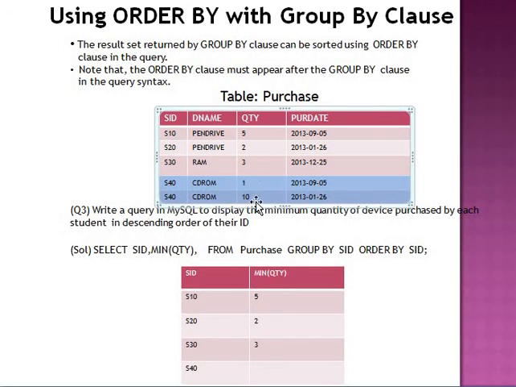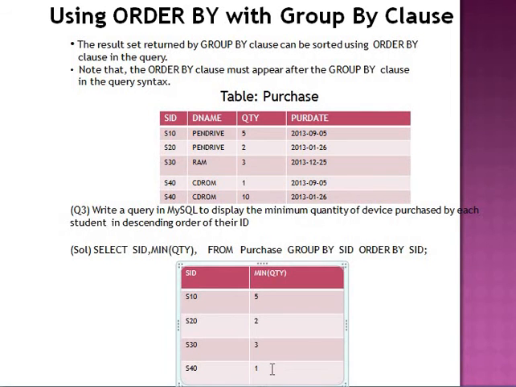Remember, the minimum is the smallest one, and the maximum is the largest one. Since in the question they are asking us to display the minimum quantity of device, I have to take the smallest one out of 1 and 10, and this shows 1 as the value under the mean of QTY column in the output table. As a result, the last entry in the output table shows S40 for SID and 1 for mean of QTY.